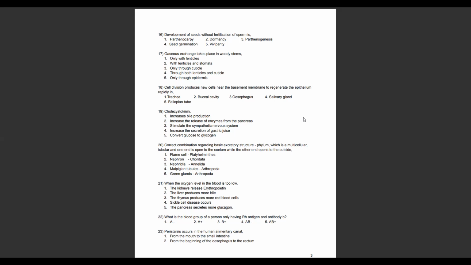Transpiration can take place in three ways: stomatal, through the stomata, cuticular, and through lenticels, right? But if we come to woody stems, transpiration takes place only through the lenticels in the stem. So the answer should be the first answer, sorry, first answer. Lenticels, first one, only through lenticels.